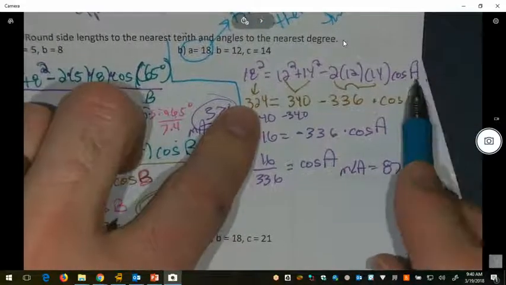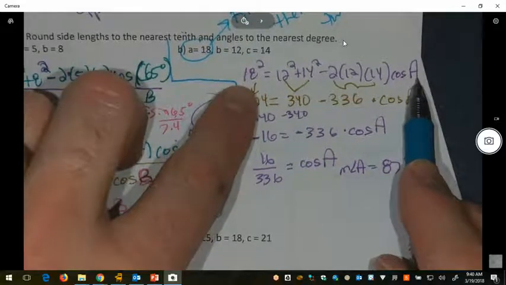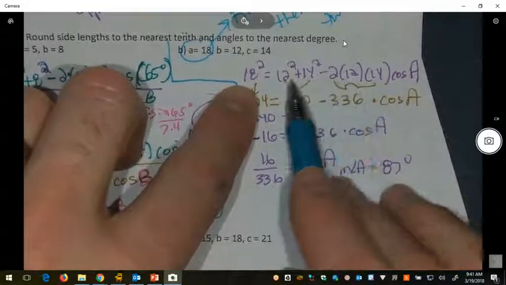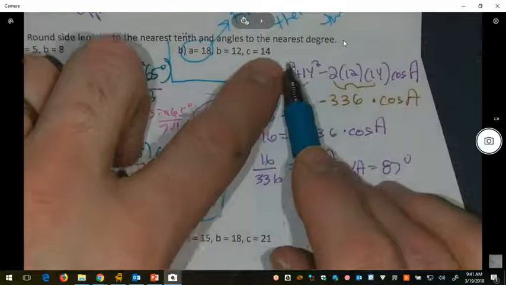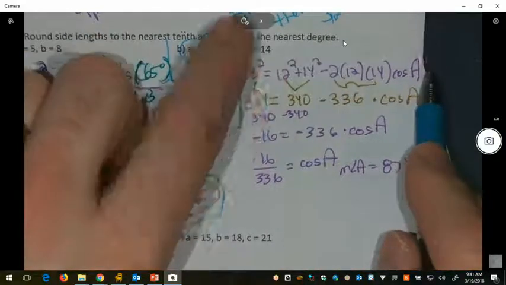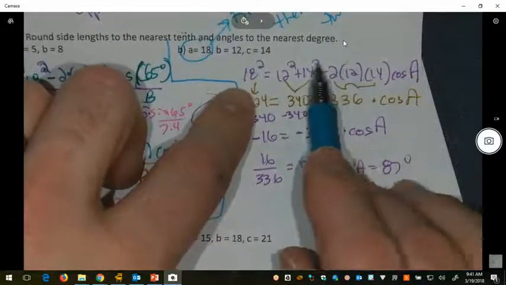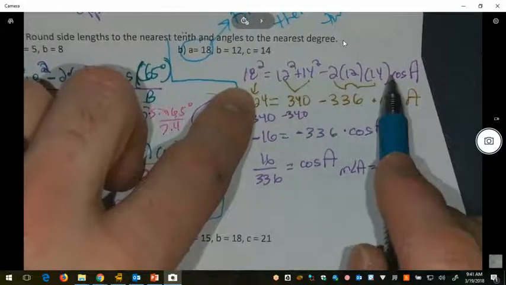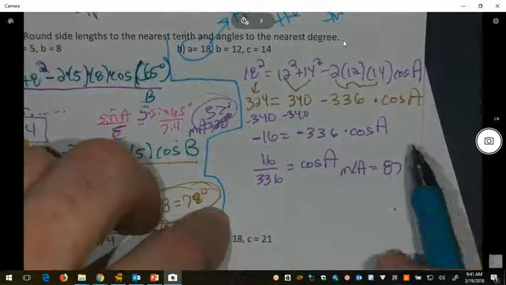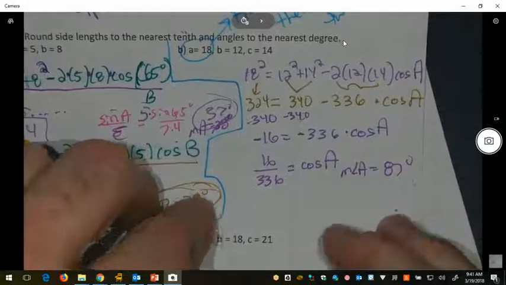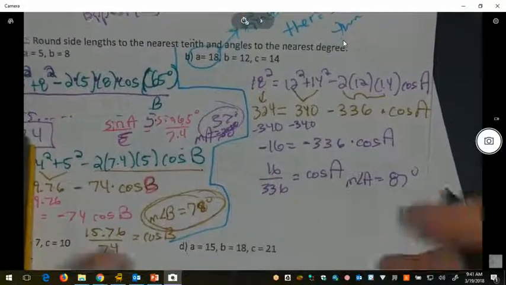In that case, I'd put angle B here, and the 12 would go here. The 14 and 18 would fill out the rest of this. If I were finding angle C, I'd put angle C here, the 14 here. The 18 and 12 would fill out the rest of this, and I'd repeat the process. Using just law of cosines, I'd get the most accurate answer possible.